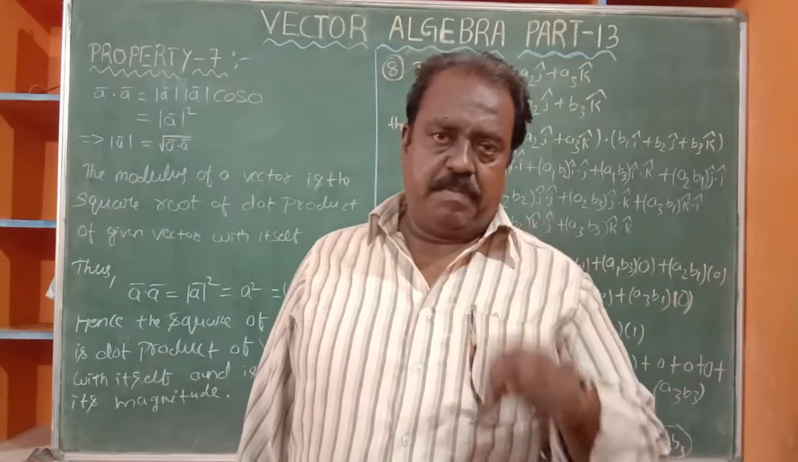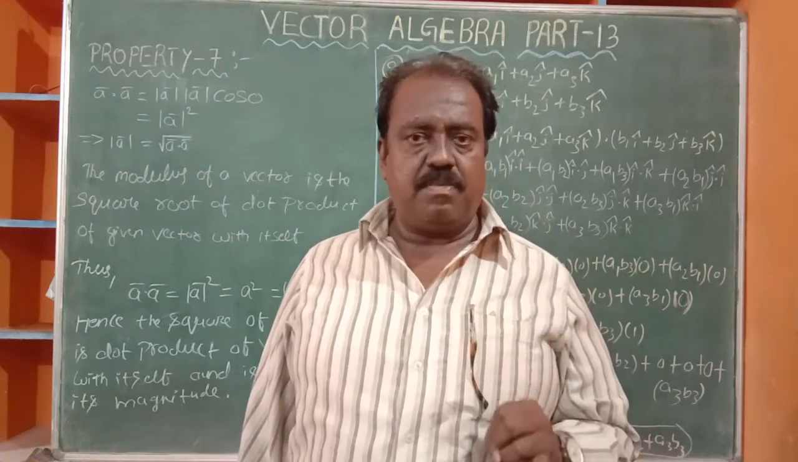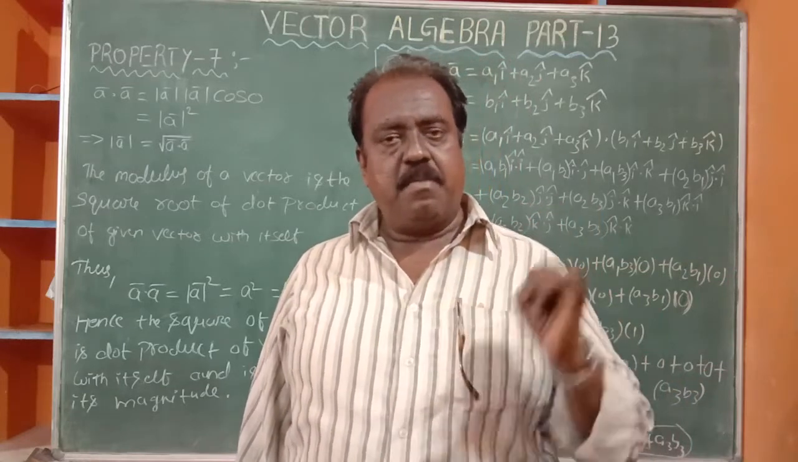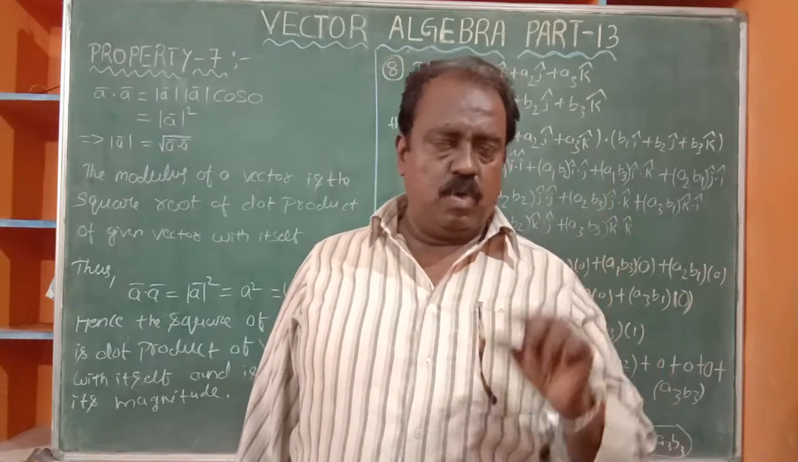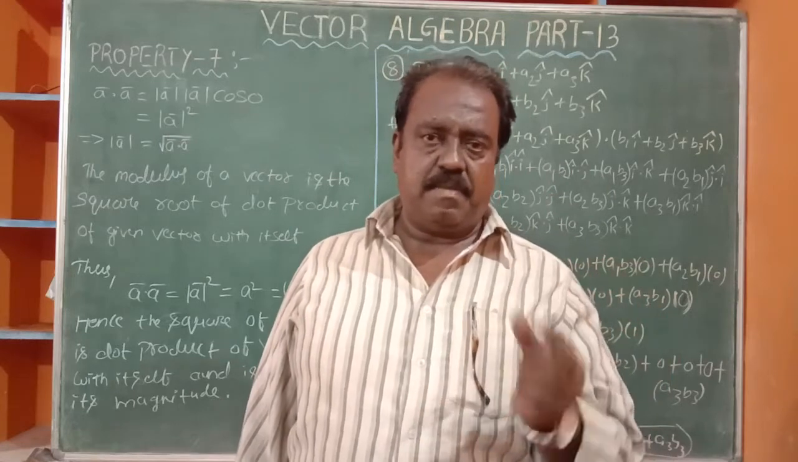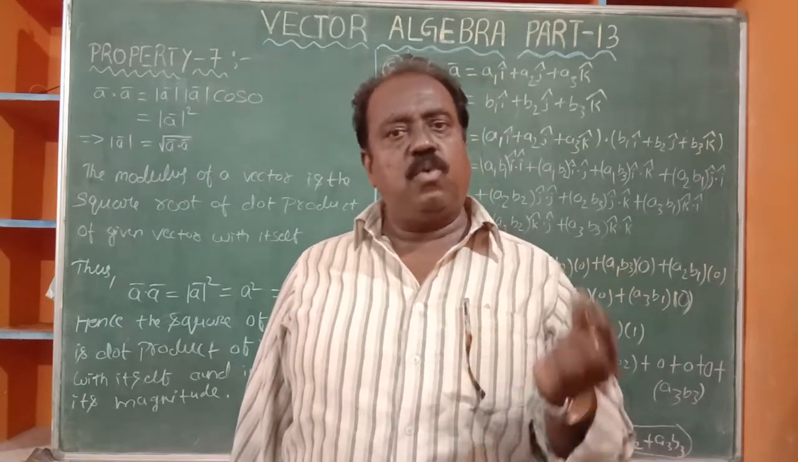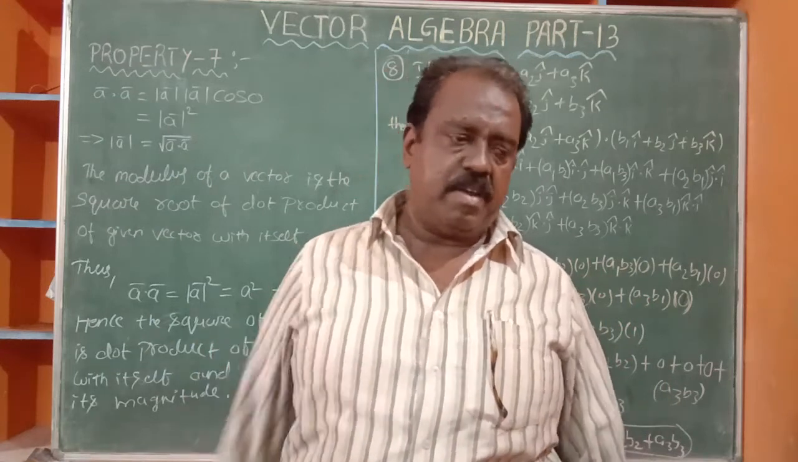By using that property, we can find theta. Theta is cos inverse of A bar dot B bar by modulus of A bar modulus of B bar. If theta is equal to 0 degrees, we get A bar dot B bar is modulus of A bar modulus of B bar. If theta is equal to 180 degrees, it is minus modulus of A bar modulus of B bar.